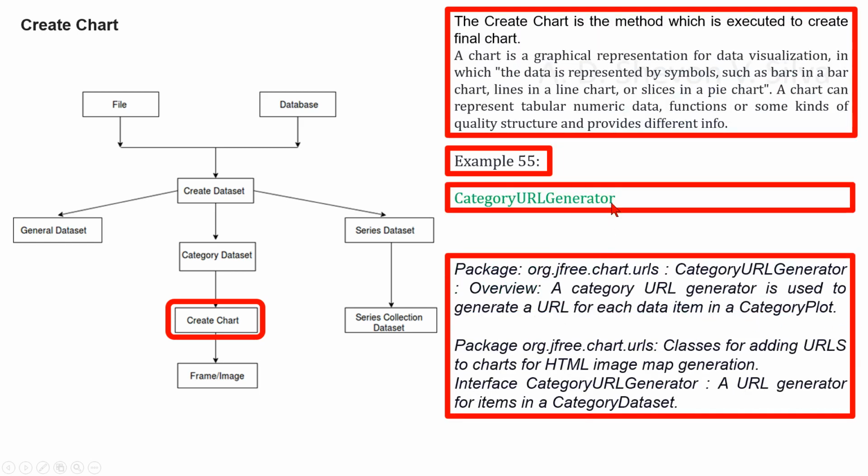Overview in category URL generator in package org.jfree.chart.urls. A category URL generator is used to generate a URL for each data item in a category plot. The package org.jfree.chart.urls classes for adding URLs to charts for HTML image map generation. Interface category URL generator, a URL generator for items in a category dataset. The generator is associated with the plot's renderer, an instance of category item renderer, and the URLs are used when you create an HTML image map for a chart image.